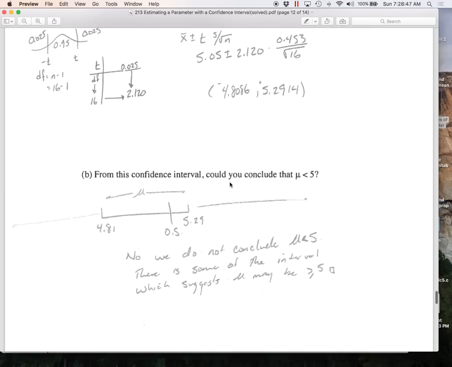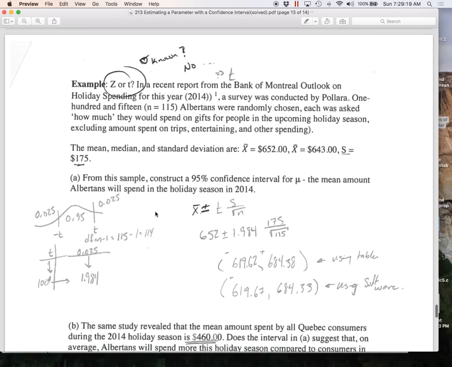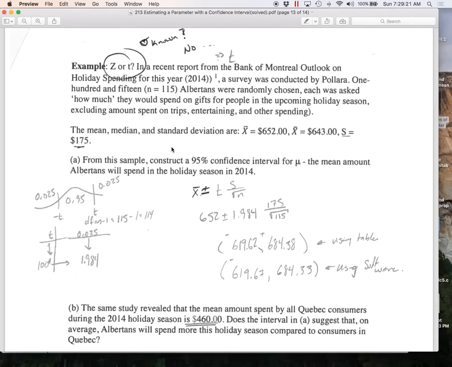Here, would you conclude that mu is less than 5? My interval is from 4.8 to 5.29. 5 is inside of it. I cannot conclude that mu is less than 5. Much of this interval is less than 5, but not all of it. I'm 95% sure it's anywhere in between here and here, so it's very possible that it's here. So we should not conclude that mu is strictly less than 5. In fact, it may be 5 based on our calculations.